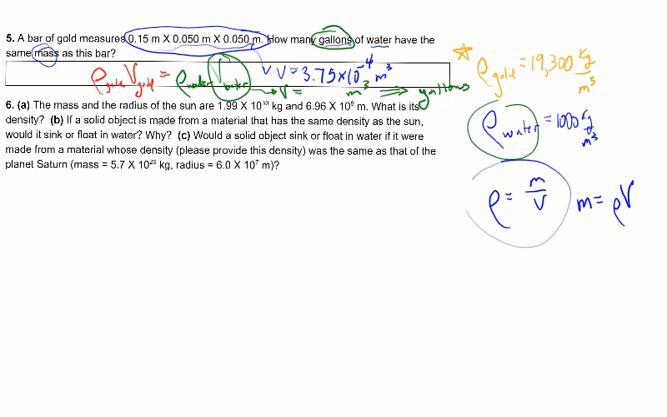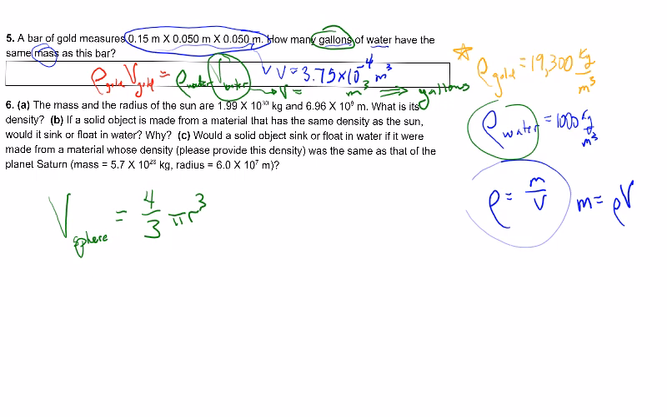Number 6 is kind of a weird one. You've got information about the sun and then information about Saturn, and they keep talking about density. First off, we're going to treat the sun and Saturn as spheres. So one of the things we need is the equation for the volume of a sphere. This is information I assume you'll look up, or we will probably talk about it more later and maybe add it to our equation card. The volume of a sphere is 4/3 pi r cubed.